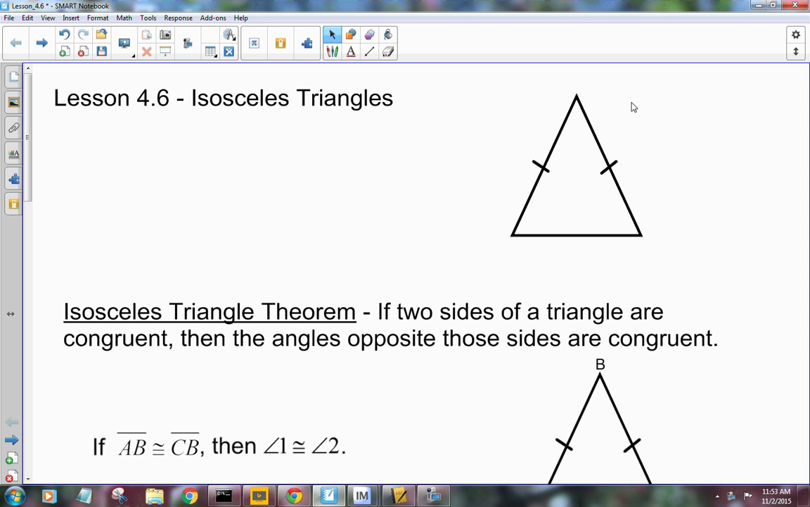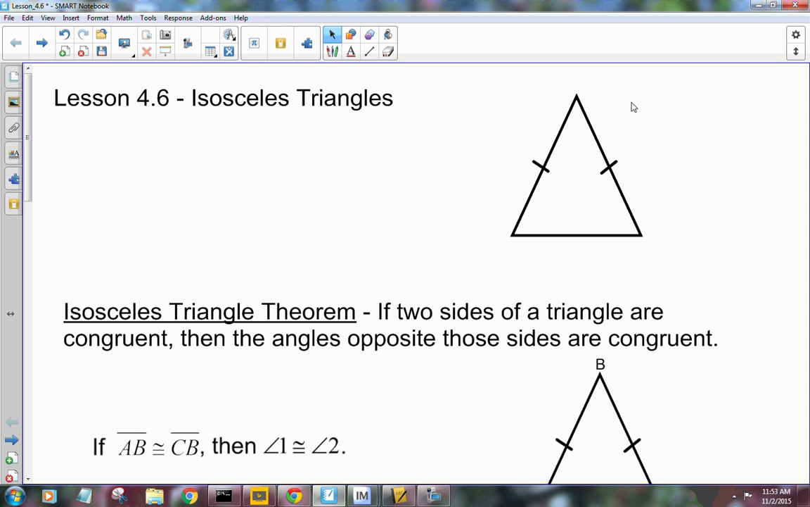It's called the hypotenuse leg. If you know that you've got 2 right triangles, you can show a pair of hypotenuses congruent and a pair of legs congruent. That'll prove congruence as well. But for whatever reason, that's not on the list, so I'm going to skip over that. That is another way.